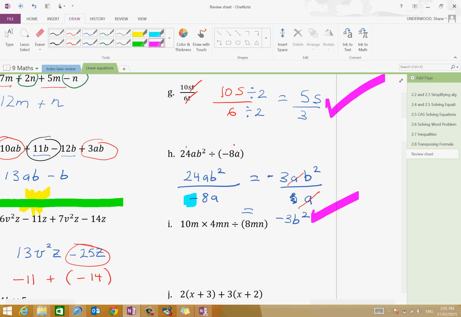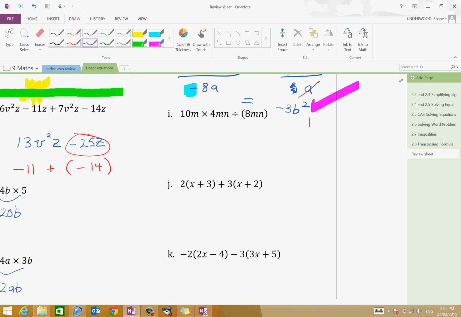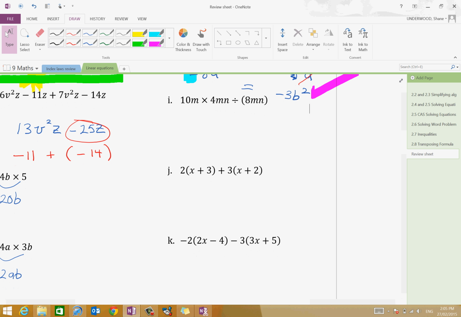Did you get that correct? You don't have your sheet? Well, bring your sheet. My brother said that you could do 3b squared over a, and I was like, what? No, don't worry about that. That's wrong.